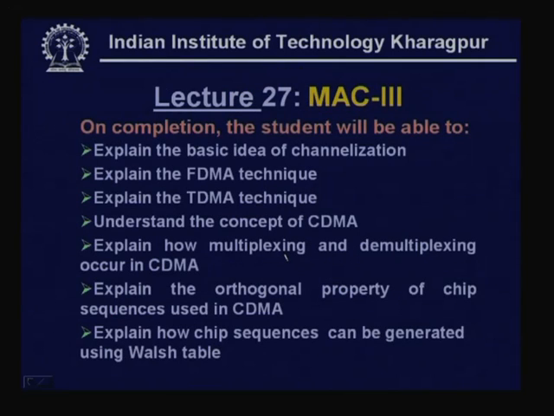On completion of this lecture, the students will be able to explain the basic idea of channelization. They will be able to explain the FDMA technique, the TDMA technique, time division multiple access technique, and understand the basic concepts of CDMA, and they will be able to explain how multiplexing and demultiplexing occurs in CDMA, and they will be able to explain the orthogonal property of the chip sequences which are used in CDMA. And finally, they will be able to explain how chip sequences are generated with the help of the Walsh table.